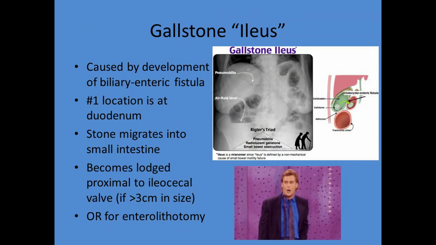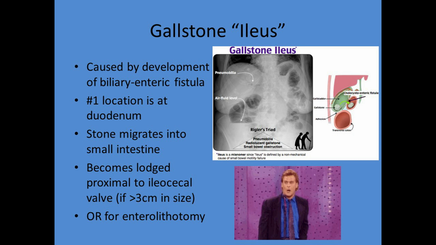A quick note on gallstone ileus, as this tends to pop up in exams. This is caused by a fistula between the gallbladder and the small bowel itself. So any stones that formed in the gallbladder, instead of traveling down the cystic duct, will fall right into the small bowel and sometimes can travel distally and literally block the entire small bowel lumen. The number one location of the fistula is in the duodenum.